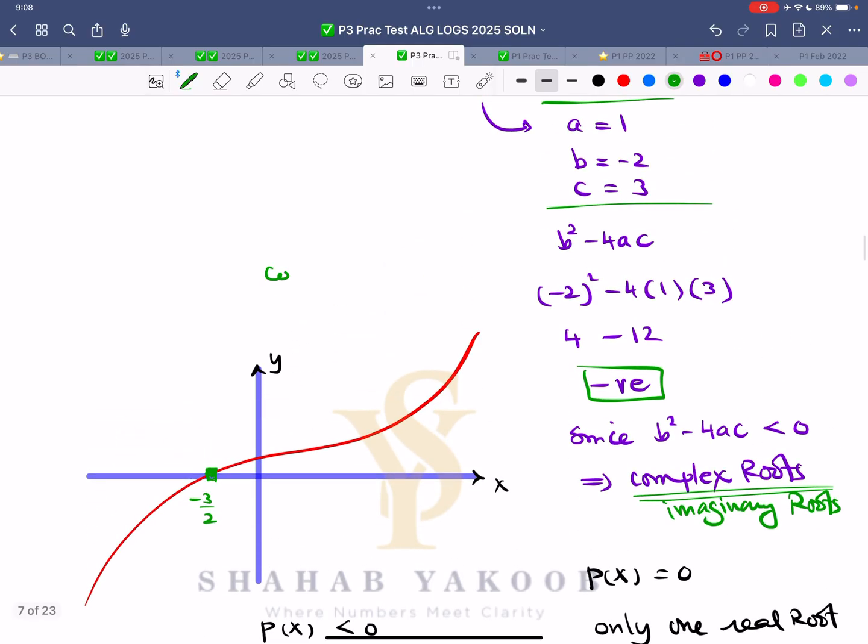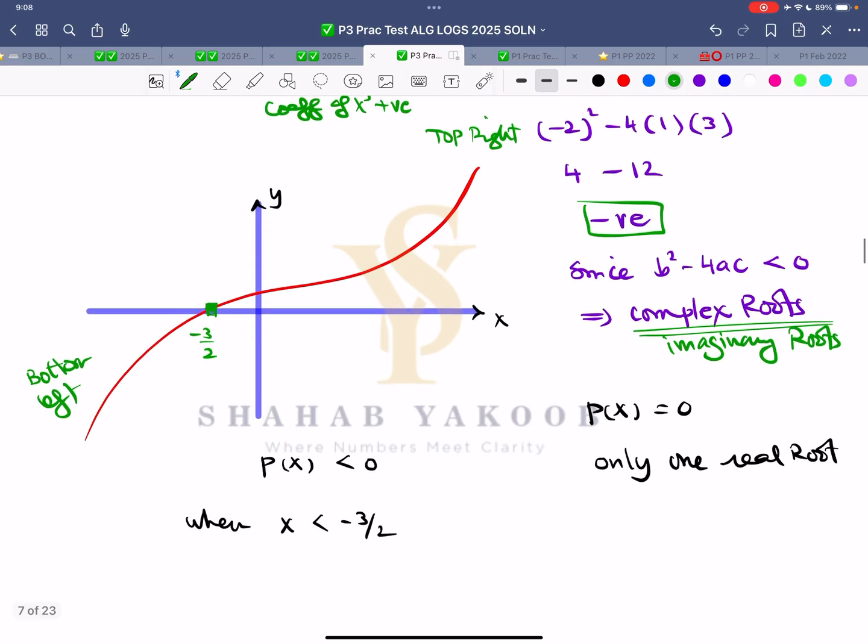The coefficient of x cubed is positive. That means it starts from the bottom left and goes to the top right, and it is cutting the graph, the x-axis, at one point.